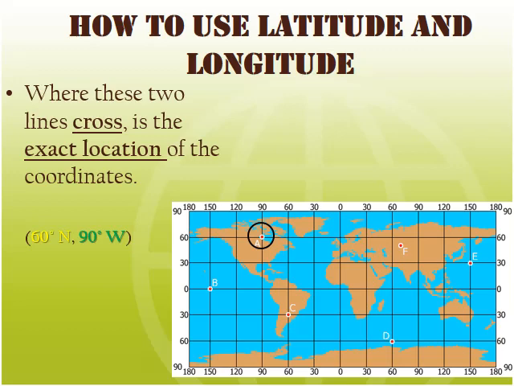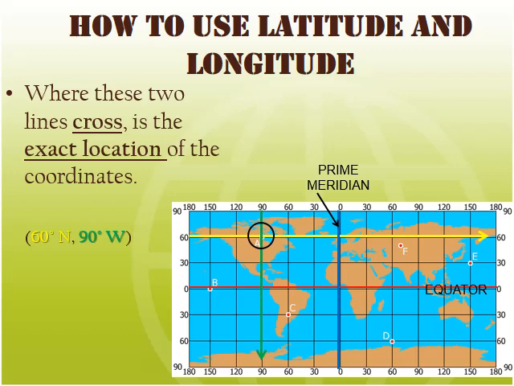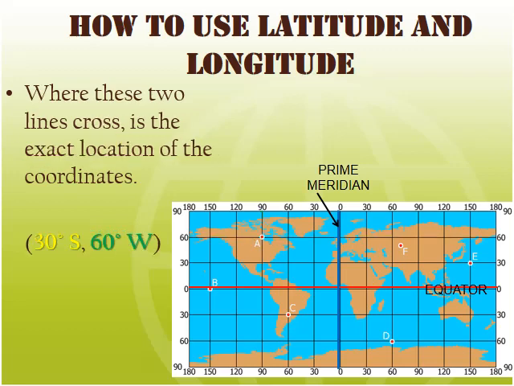All right, so let's take a look at it again. You have your equator, you have your prime meridian, we have our 60 degrees north, and your 90 degrees west. And looky there, your exact location is the letter A. It's where these two lines cross that gives us our exact location of the coordinates. And to me, it looks like it's somewhere in Canada. Okay, so let's keep going. We're going to practice this again.